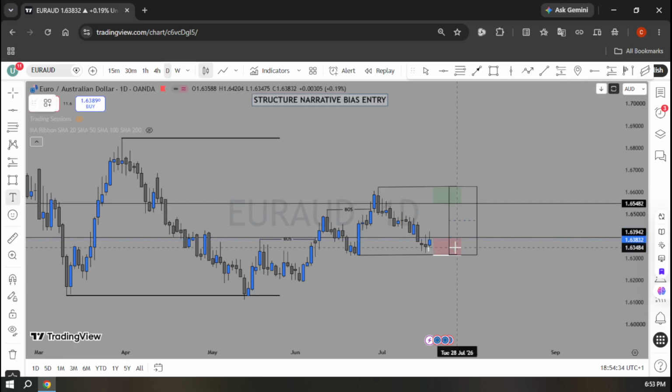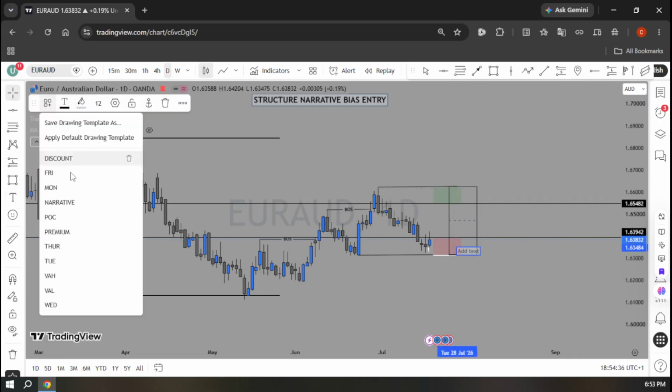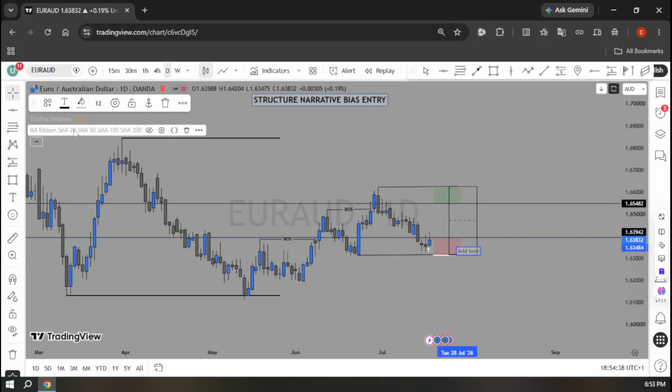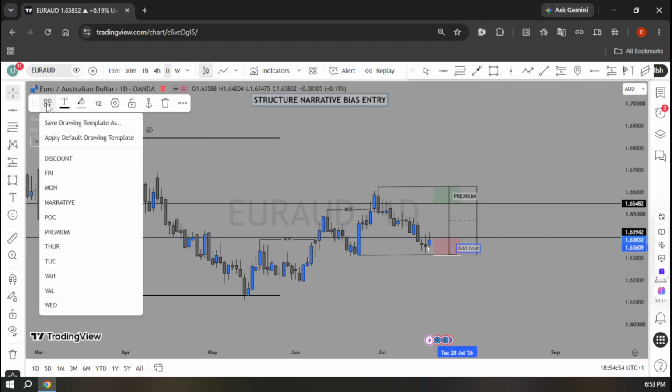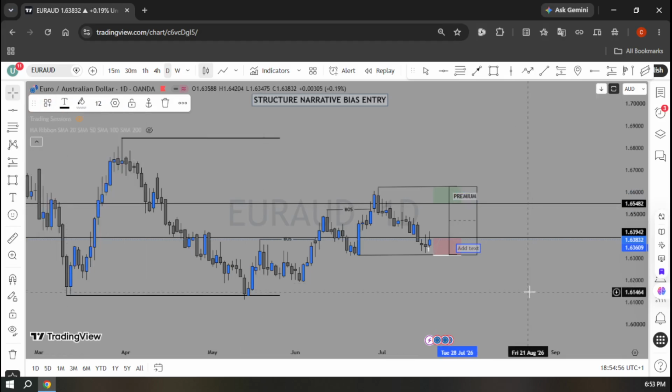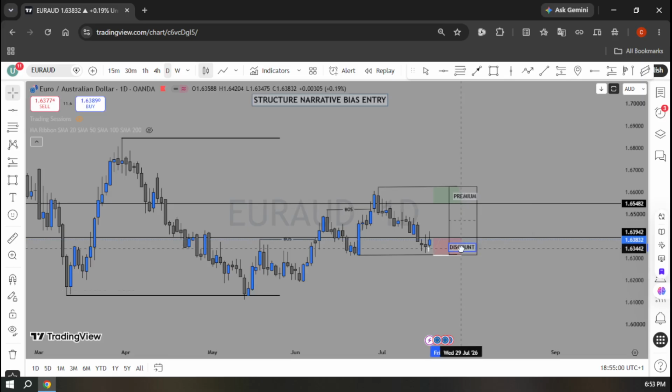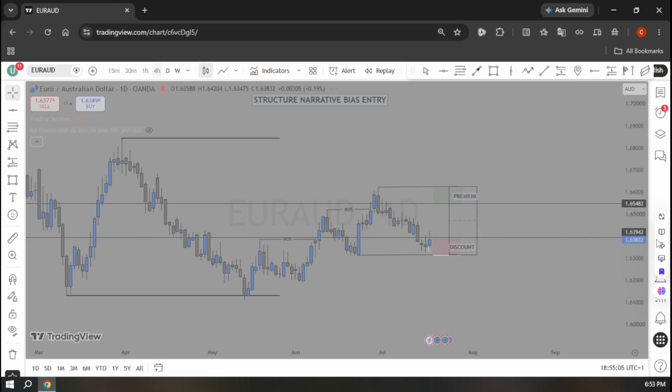So we have this as our discount pricing, and this as our premium pricing. These are our premium pricing, and we have this as our discount pricing. Good. So these are clearly stated. What next to do? We go to the 4-hour time frame.